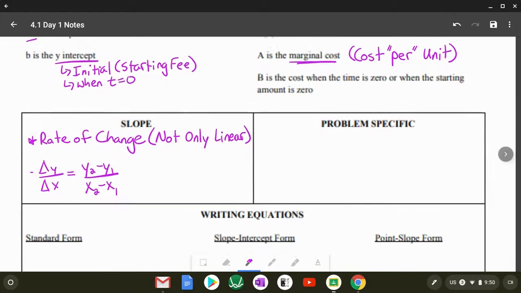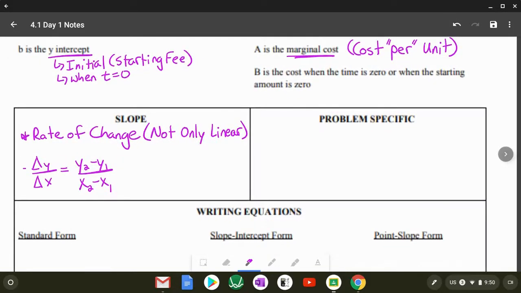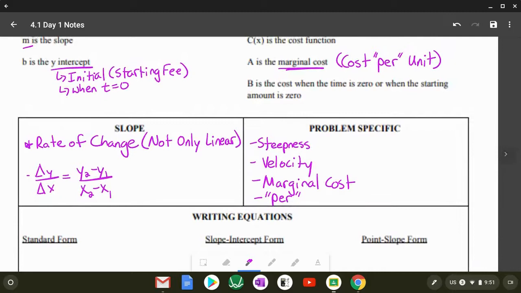If we're talking about the problem-specific words that we might be seeing in our word problems here, one word you might see is the steepness, velocity, marginal cost, or the word per. So these are some of the problem-specific words you're going to see. Obviously, steepness would go with the slope. We already talked about marginal cost being tied to the slope, the word per. And then again, the velocity is the average rate of change or the rate of change over time.